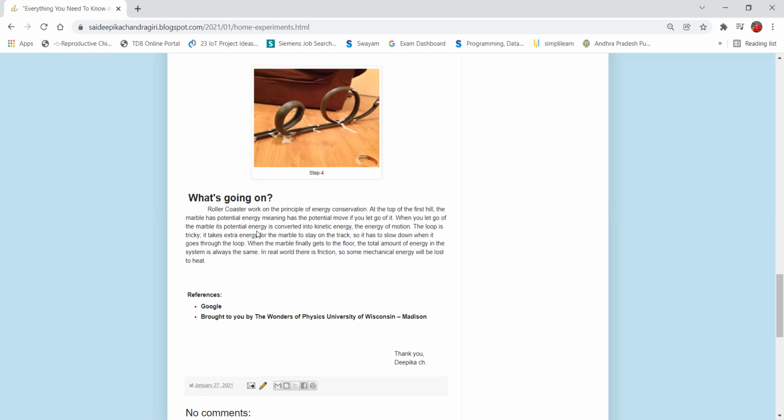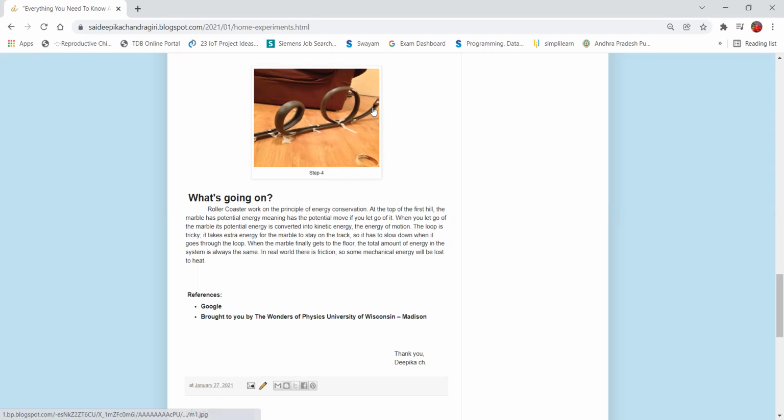Okay. So here the marble has potential energy, meaning the potential to move. If we give some energy or drop it from a height, then it will acquire that potential energy to move forward. So enough potential energy makes it move forward. Okay, do you understand what I'm saying?